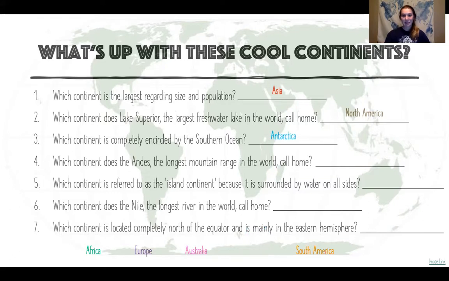Antarctica, excuse me. Number 4, which continent does the Andes, the longest mountain range in the world, call home? South America. Number 5, which continent is referred to as the island continent because it is surrounded by water on all sides? Australia. Which continent does the Nile, the longest river in the world, call home? Africa. And finally, number 7, which continent is located completely north of the equator and is mainly in the Eastern Hemisphere?